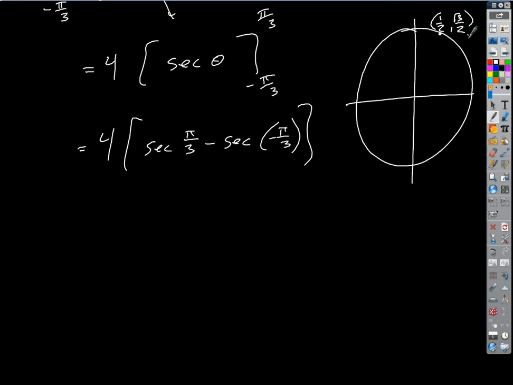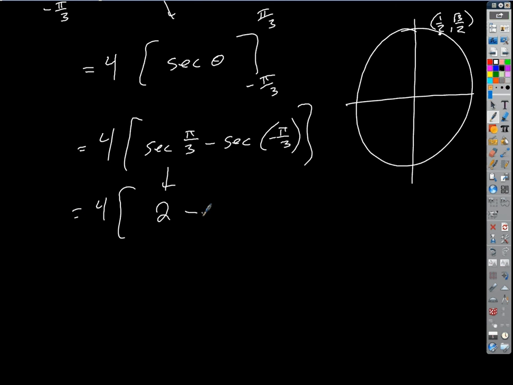Square root of 1. Okay, I've got 3 fingers, so that's good. Do what you like, that's fine. So then the x coordinate is 1/2, the y coordinate is square root of 3 over 2. Secant is the reciprocal of cosine, and cosine is the x coordinate, so it's going to be the reciprocal of 1/2, which is 2.